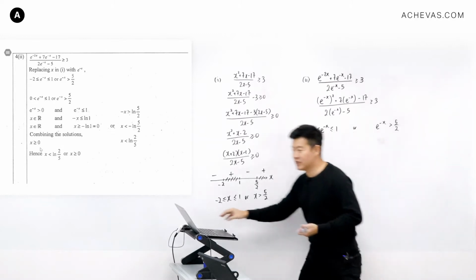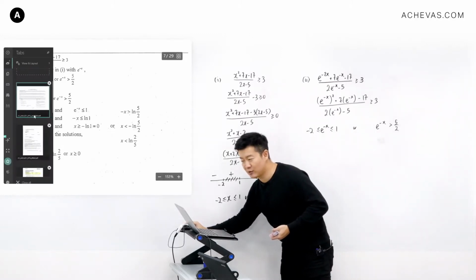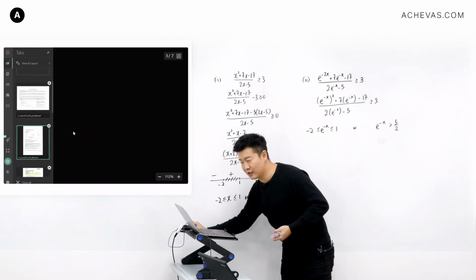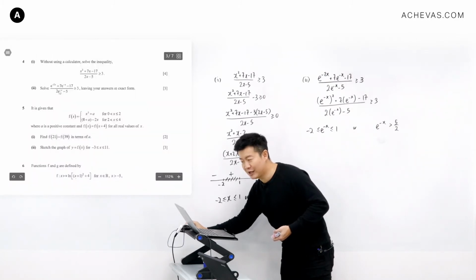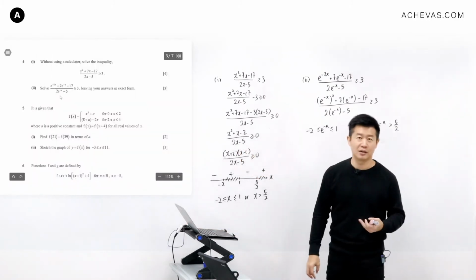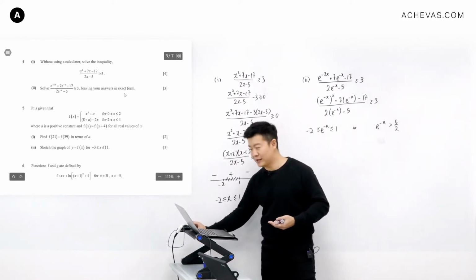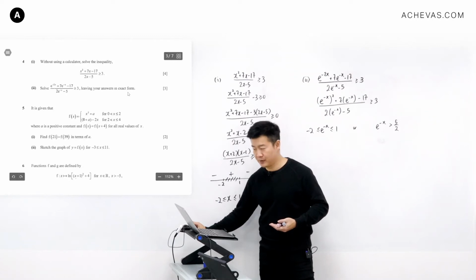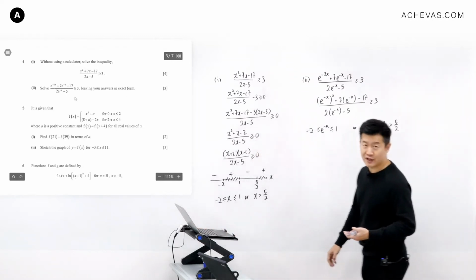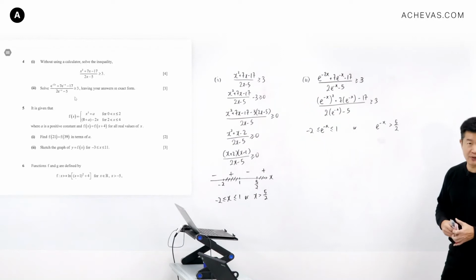You look at the way the question is being set. Did they actually tell you that you cannot draw a graph? Did they actually tell you that you have to solve it algebraically? Did they tell you that you cannot solve this using a calculator? No. They just say that you want this in exact form. So what I would suggest that you do is you draw a graph.